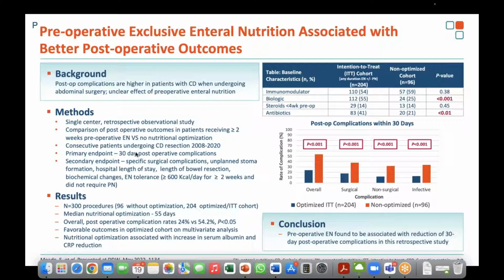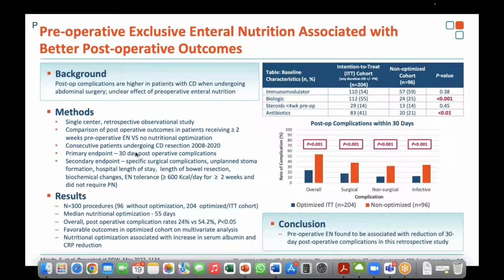Well, we aim to give 6 weeks of exclusive enteral nutrition. Normally we use Modulen, although our dietitians, who are fantastic at supporting these patients through this process, will also use other nutritional supplements if needed. And indeed, if it wasn't possible to get them all the way through on enteral nutrition, they would often allow a partial enteral diet, but nevertheless aim for 6 weeks of preoperative enteral nutrition prior to surgery.